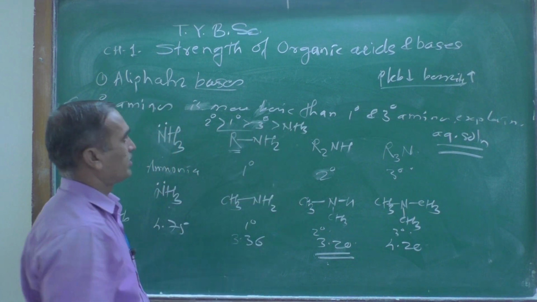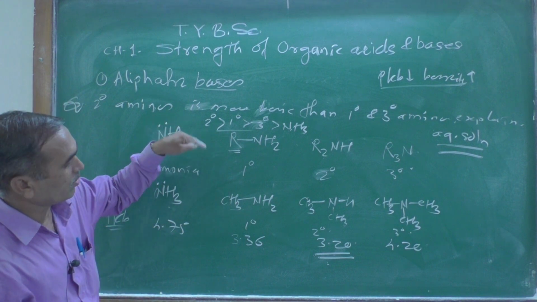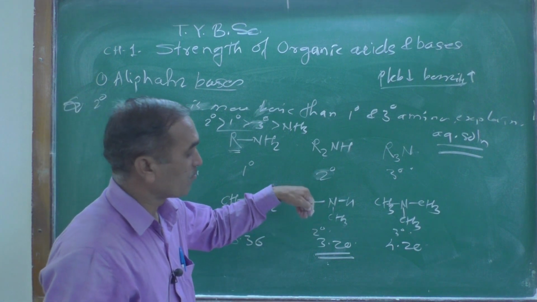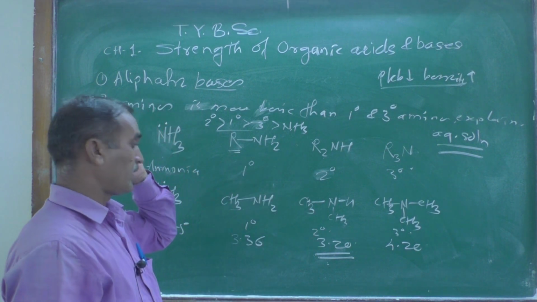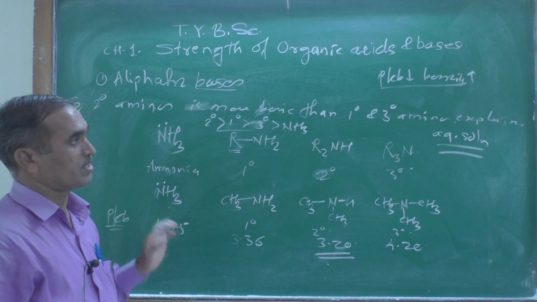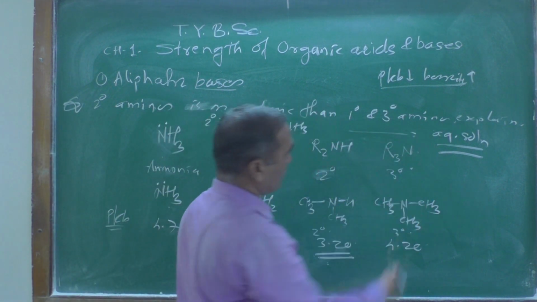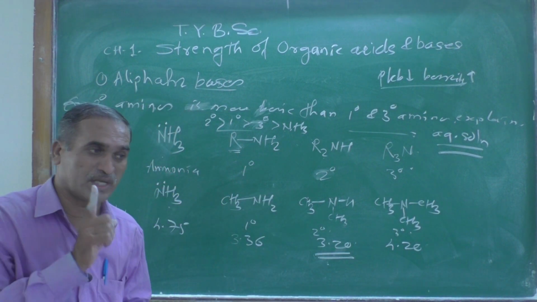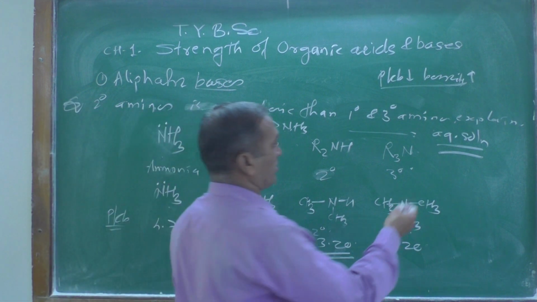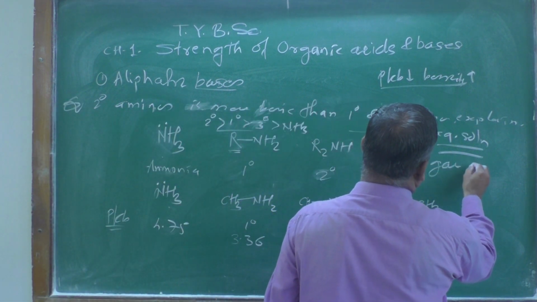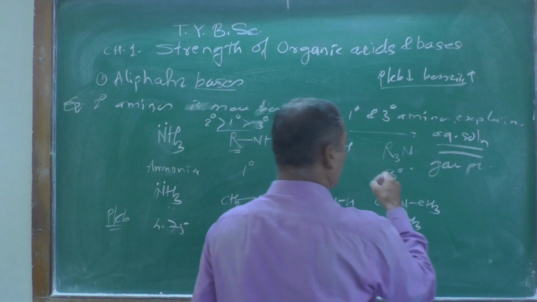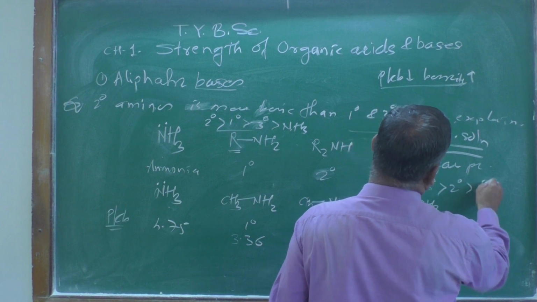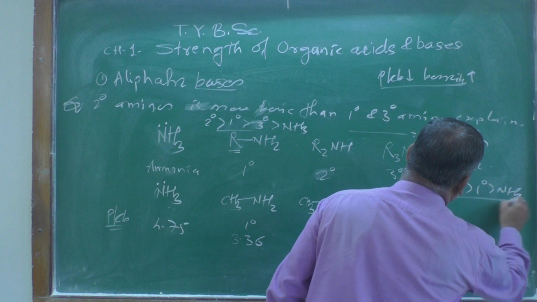That is the order. It means the secondary amine, or what we can call dimethylamine, is the strongest base because its pKb value is less, if it is aqueous. If this basicity is measured in the gaseous phase, what do you observe there? The tertiary amine is greater than secondary, than primary, than NH3. That is the gaseous order.